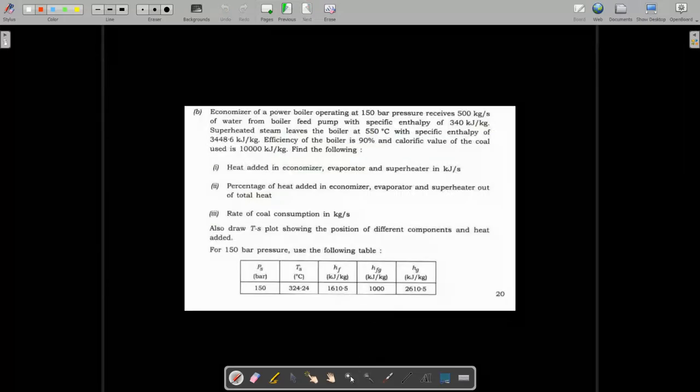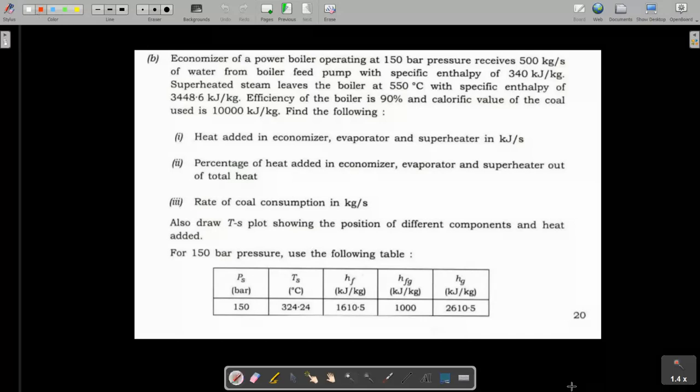So let's start. Today's question is of thermodynamics of 20 marks. As you can see the given data is quite long, but if you know how to draw the TS diagram and how to interpret it, you can solve this easily. How to draw the TS diagram I will show you later, and from that TS diagram you interpret what the properties are and at which point they are located. That point corresponds to the steam table. If you find out the enthalpy, then you can easily solve this question.